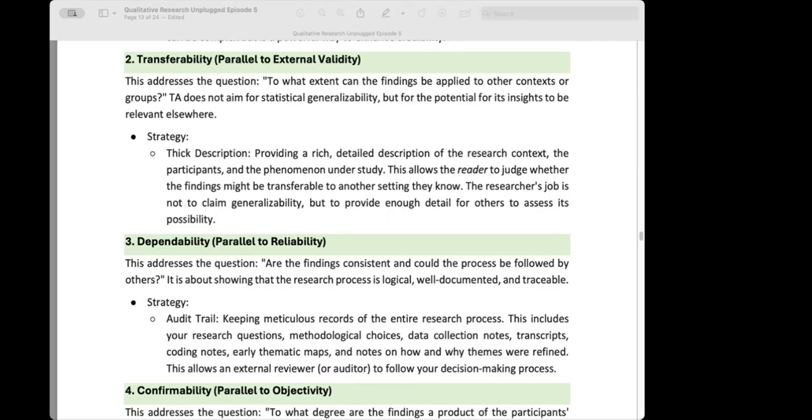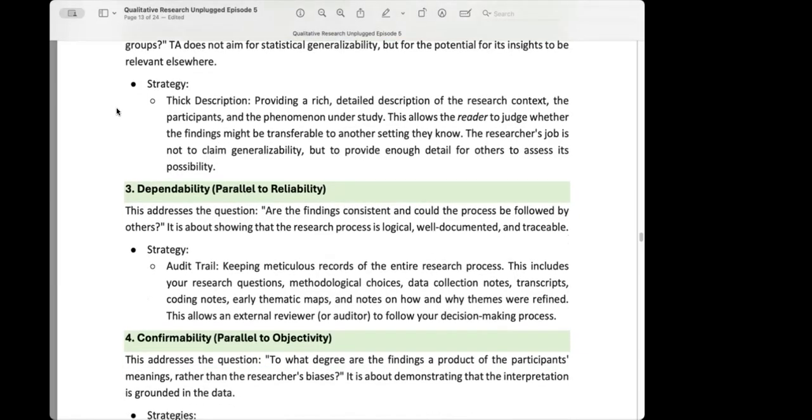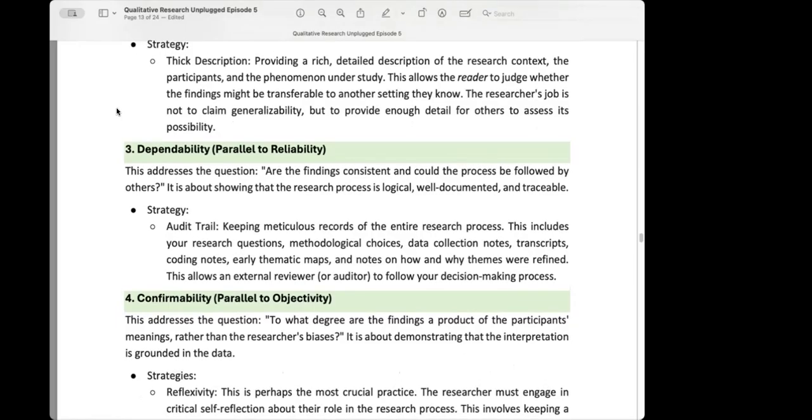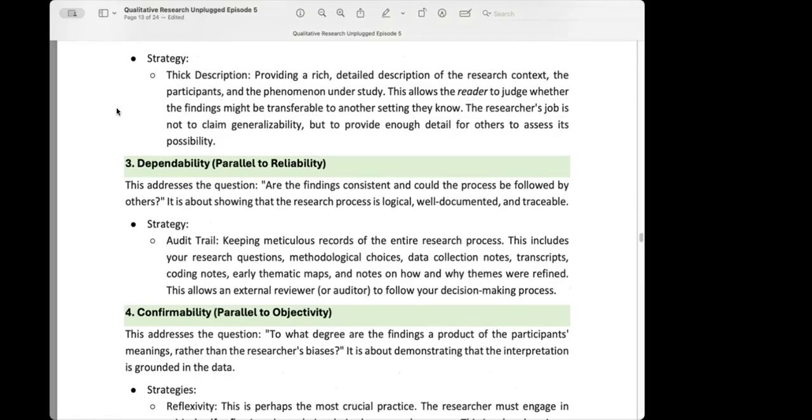This asks, are the findings consistent, and could the research process be followed or audited by others? It's about demonstrating that your research process is logical, systematic, well-documented, and traceable, allowing an external reviewer or auditor to follow your analytical journey from the raw data right through to your final themes and conclusions. It ensures that if another researcher were to follow your described steps, they would likely arrive at similar findings or conclusions, acknowledging the interpretive nature of qualitative work, so not necessarily identical, but congruent. So showing your work clearly, how is that achieved?